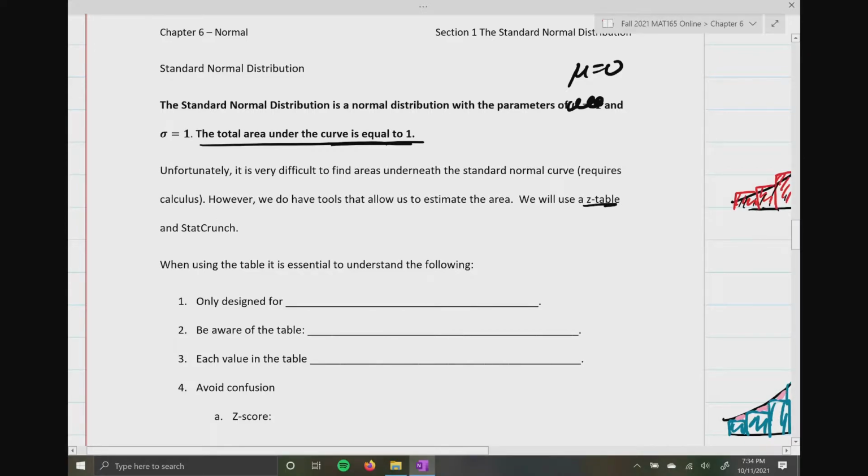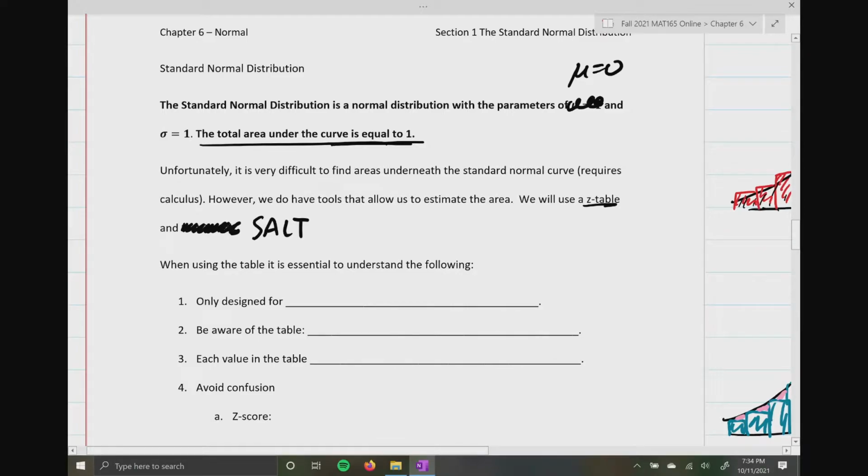And instead of StatCrunch, these are my notes from last semester. We're going to be using the statistics analysis learning tool, SALT, and I'll show you how to do that. It's very, very simple. But there is something that we have to be aware of when using the table. It's essential that we understand the following.